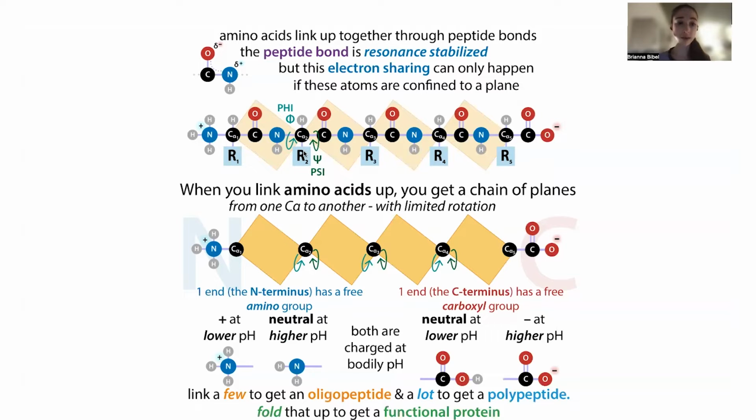So if you have something really small like glycine, you're going to be able to rotate pretty freely. Whereas if you have something big and bulky, even though you can rotate freely around these single bonds, you're going to get stuck because there's steric hindrance.